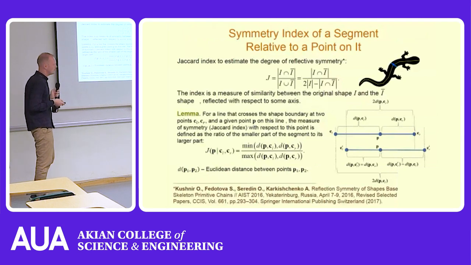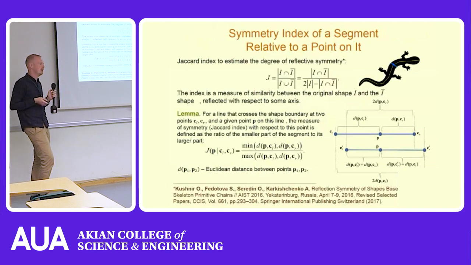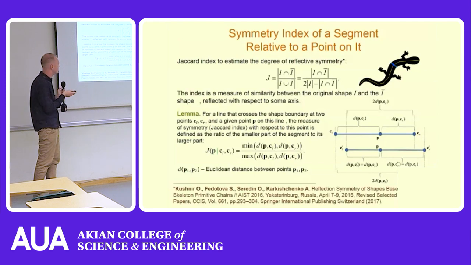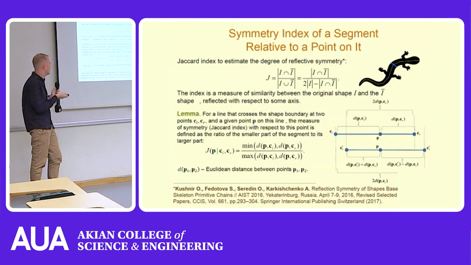And as I said, we use a Jaccard measure as a measure of our symmetry, and we can apply Jaccard measure not to the whole image, but to the line. So we have some segment and some point in this line, and we just can compare the left side and the right side of this segment, and compare the length, and it will be some partial Jaccard measure along this perpendicular, and from these partial measures, the total measure will be collected.